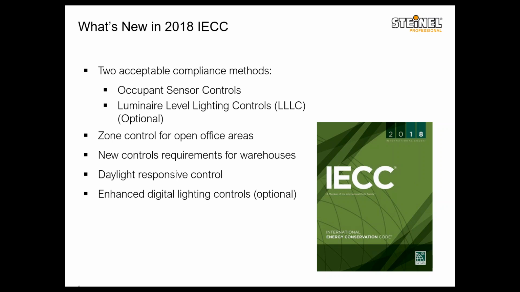The new code has introduced two new compliance methods that are both equally acceptable, which was not there before. In IECC 2015 and the older versions, we really just have one method, which is now called occupant sensor controls, which is the way that most of us are used to, which is you have a sensor, power pack, etc., and control the light. And then there's a new method called luminaire level lighting controls, which we go into more detail later on.